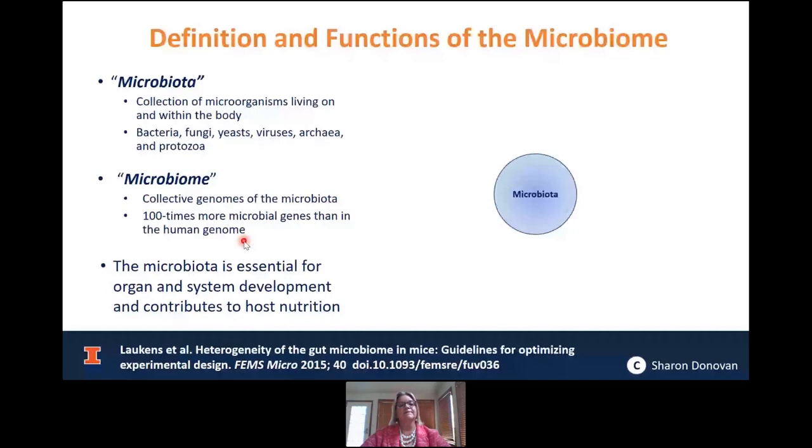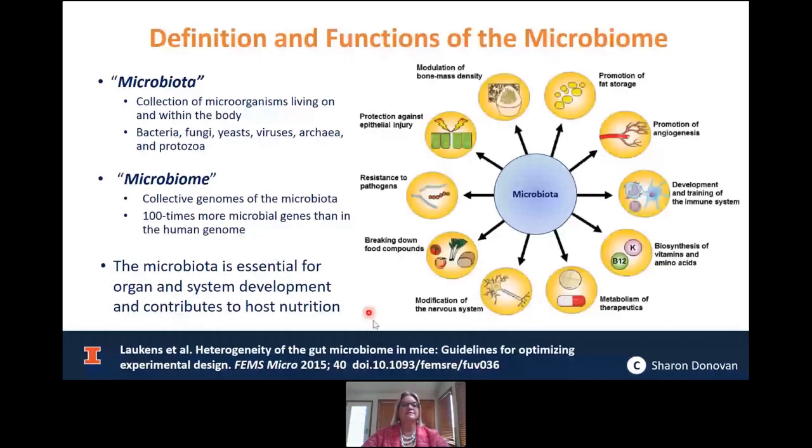So we know that the products of the microbiota, what we oftentimes refer to as postbiotics, are very important to signaling to the host and in normal development. So we know that the microbiota is essential for organ and system development, also contributing to host nutrition by breaking down food components, synthesizing amino acids and vitamins. Also resistance to pathogens. Much of this research has come from germ-free animals, but there's good clinical corollaries as well.